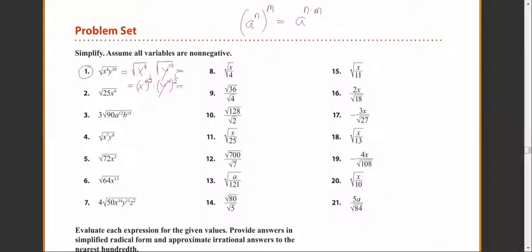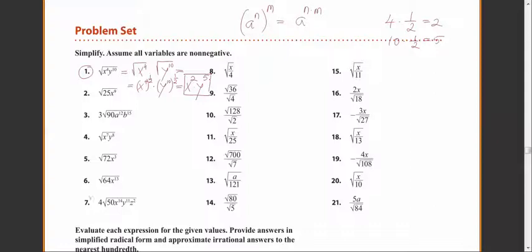Knowing that, if I go back to my problem, x to the 4th, everything to the 1/2, will be x to the 4 times 1/2. 4 times 1/2 equals 2, right? So the x squared times y to the power of 10, everything to the power of 1/2, will be 10 times 1/2, and that gives you 5. And this is the simplification of problem number 1: x squared, y to the 5th.